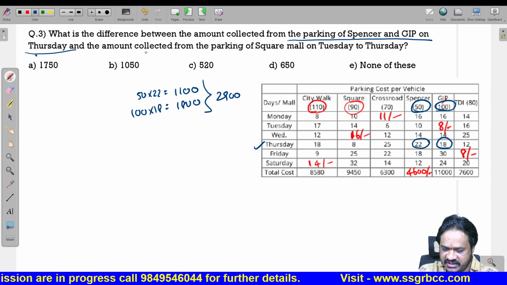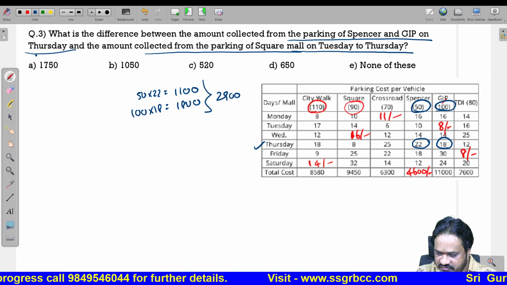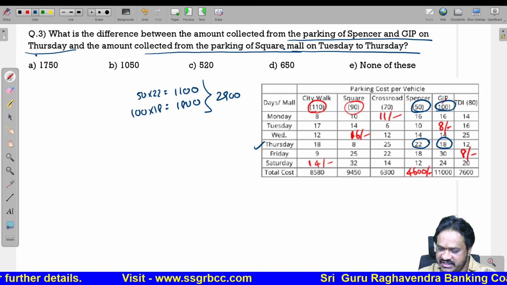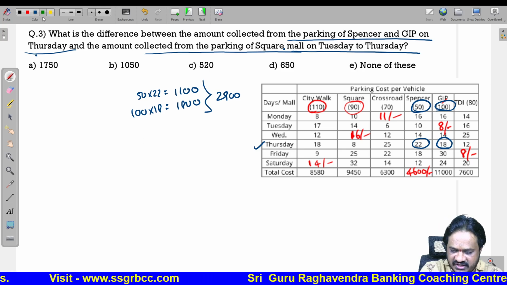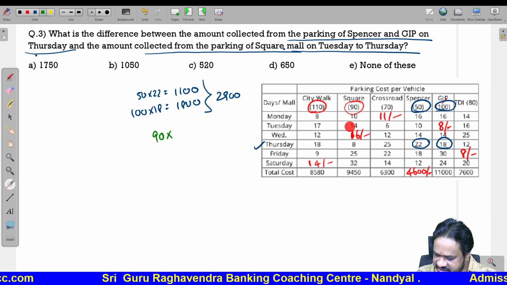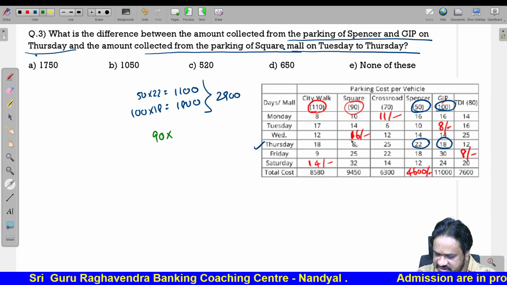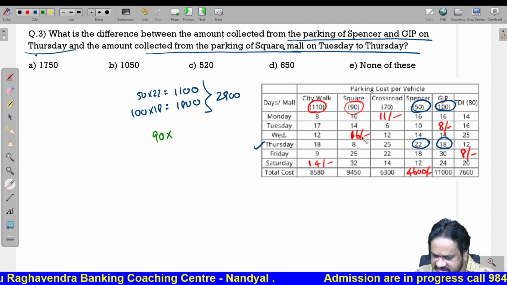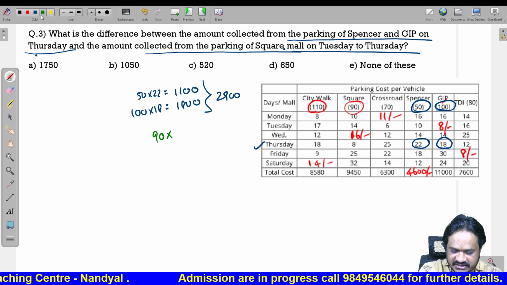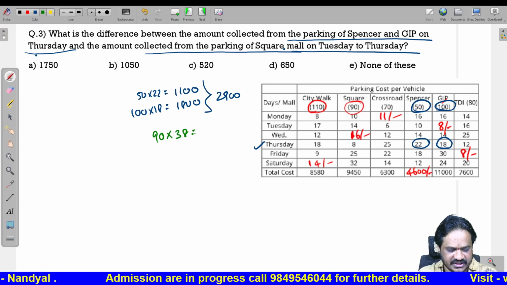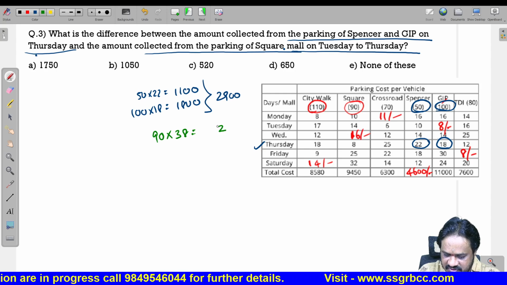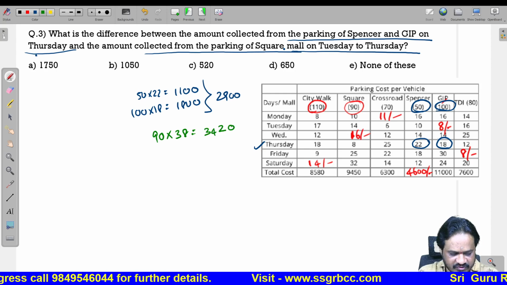This is one value. Then the amount collected from parking of Square Mall on Tuesday to Thursday. We have to take Tuesday to Thursday Square Mall. Square Mall is having 90 vehicles. Now Tuesday, Wednesday, Thursday. Tuesday we are having 14 rupees, Wednesday parking cost 16, Thursday 8. 14 plus 16 plus 8, 38. 90 into 38 will give 3420.